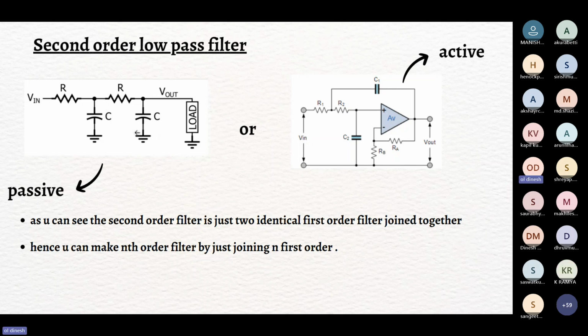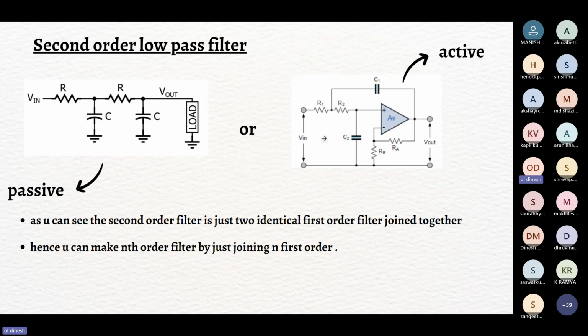Second order filter is funny actually. This is just two first order filters joined together and that itself became a second order filter. You can make an nth order filter by connecting more stages, but remember, you will get attenuation at the cutoff frequency. That is, the output will become 1 by root 2 times. So if you add 2 of these, the output will become 1 by root 2 and 1 by root 2 of that. So by adding this, one downfall is you will get way more attenuation at cutoff. But if you want way more attenuation, then that's your advantage.